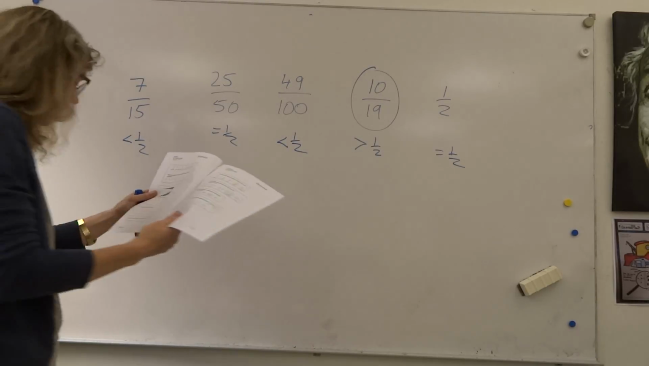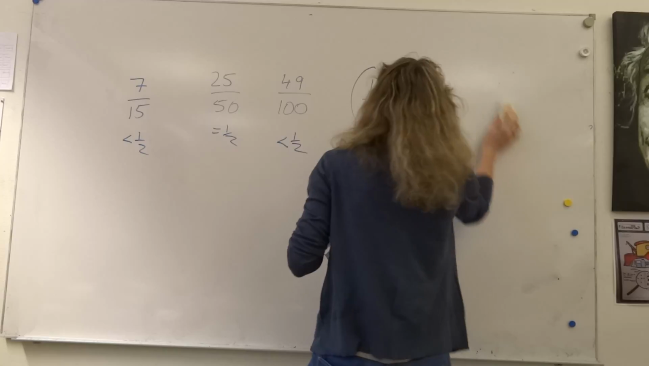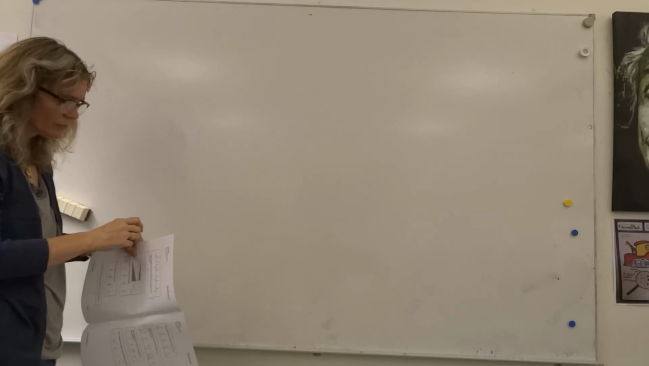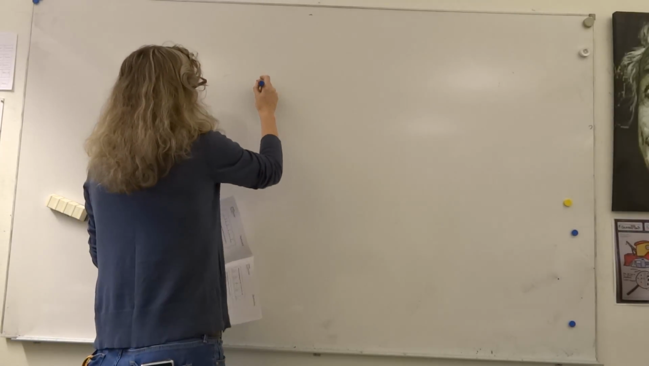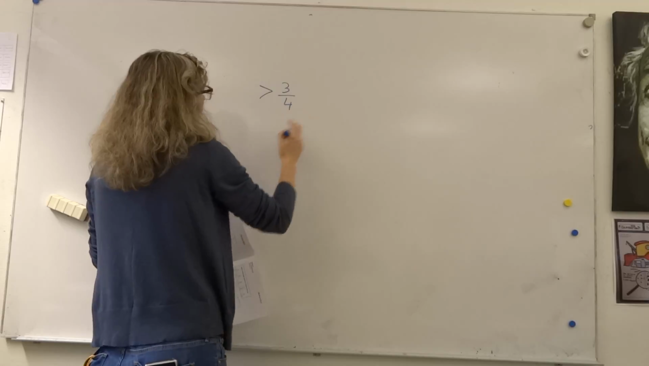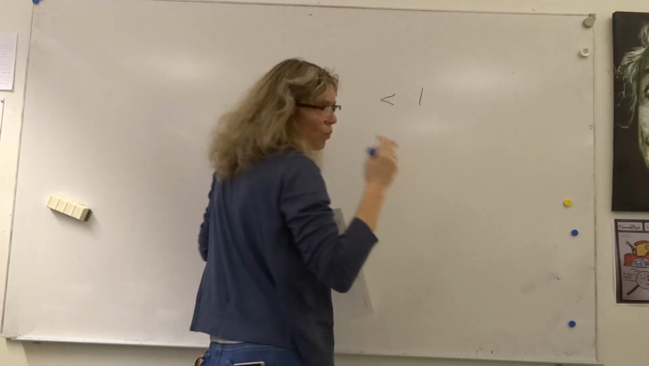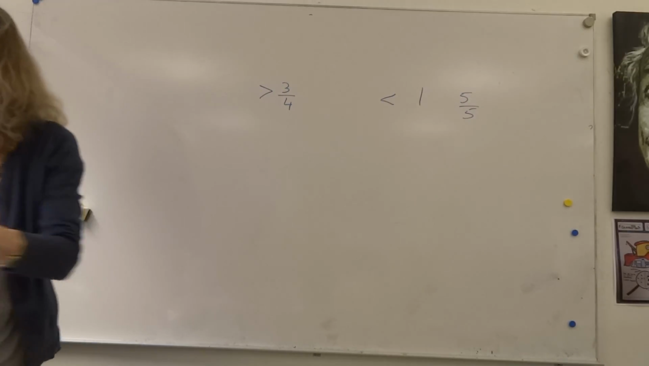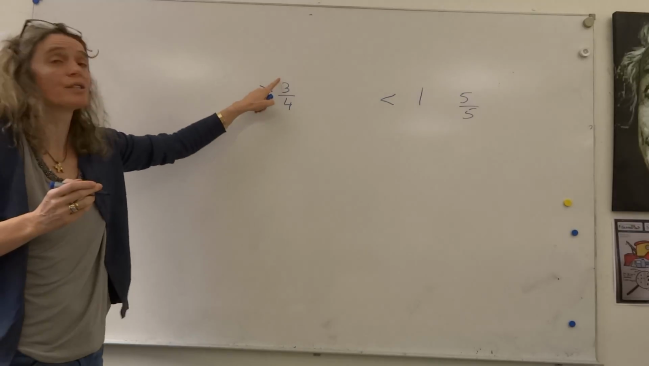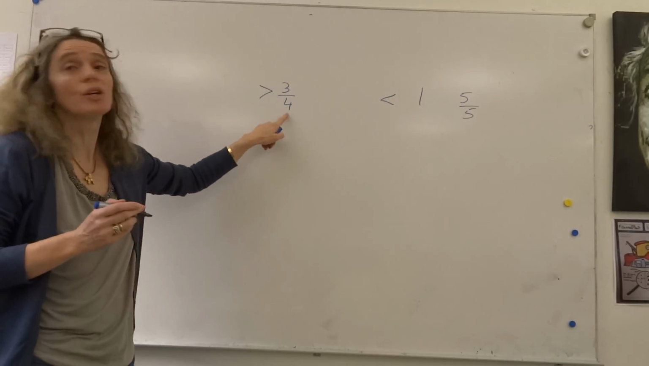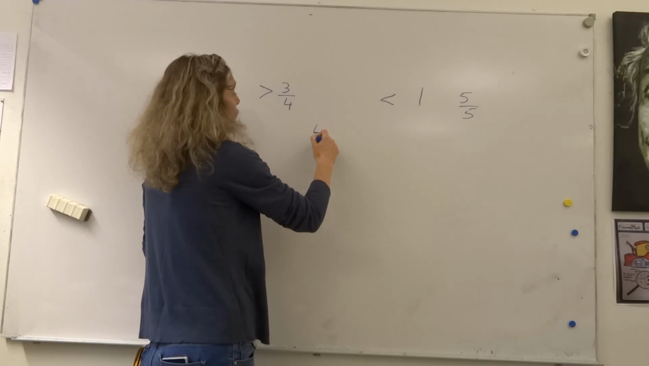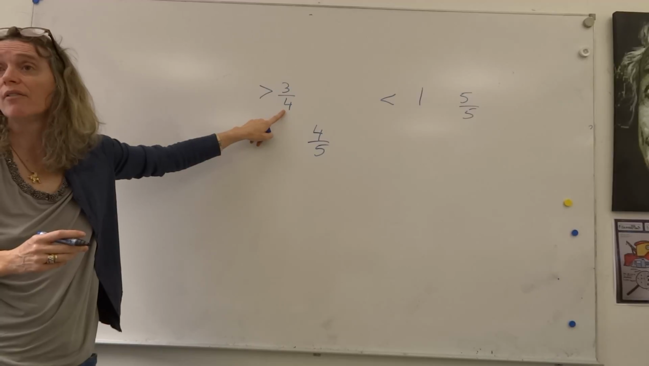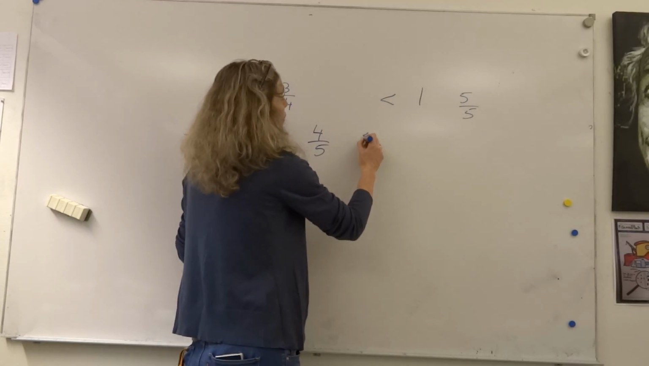Then it says, give a fraction that is larger than 3/4, but less than 1. So we've got to think of a number that is larger than 3/4, but less than 1. Well, 1 as a fraction would be something like 5/5. And we can't go up from 3/4 to 4/4 because 4/4 would be 1. So change the denominator down here. What about 4/5? That would be 0.8. 3/4 is 0.75. 4/5 would work.